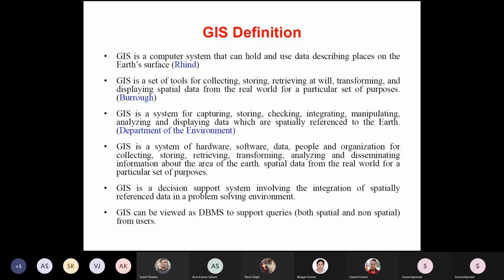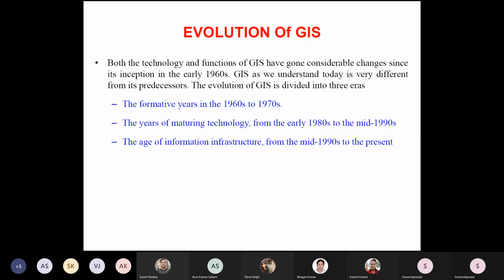Now we are moving to the next topic after the definition of GIS, towards the evolution of GIS. How has GIS evolved? In general, we say that GIS evolved from the 1960s, when the very first computer-based GIS was developed.